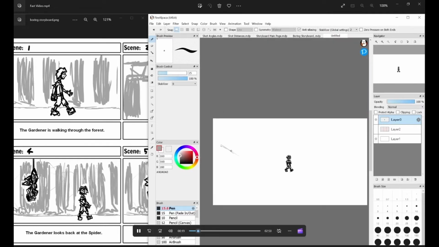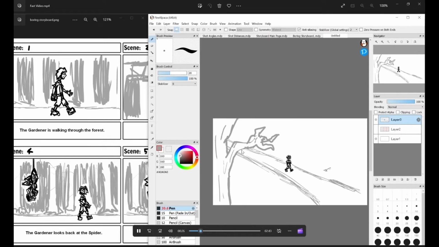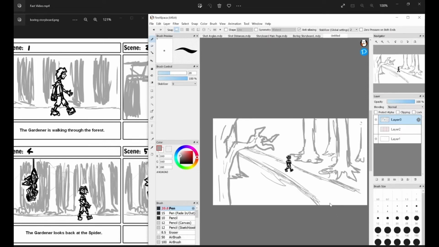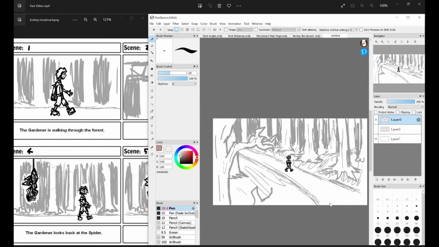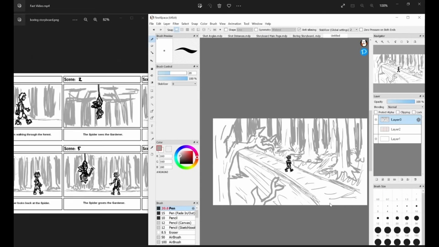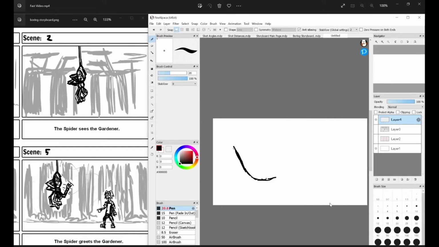So yeah, the first shot I redrew was the one over here where the gardener is walking through the forest, and to show he's lonely and scared as he's walking through this creepy forest, it's done in a wide shot to show him as small and scared in this big forest. And I've also put a lot of effort into the background because establishing the forest is important.